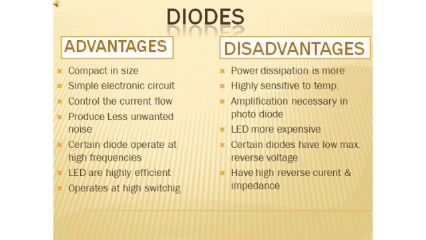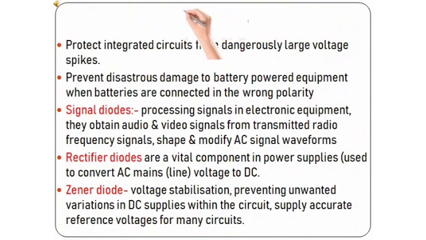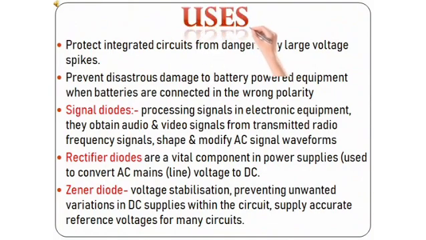Now let's move to the last topic. What do you think can be the uses of a diode? It protects integrated circuits from dangerously large voltage spikes. It also prevents disastrous damage to battery powered equipment. Signal diodes are used to process the signal in electronic equipment, and rectifier diodes act as a vital component in power supplies to convert AC mains line voltage to DC. When I talk about Zener diodes, they provide voltage stabilization and also prevent unwanted variations in DC supplies.